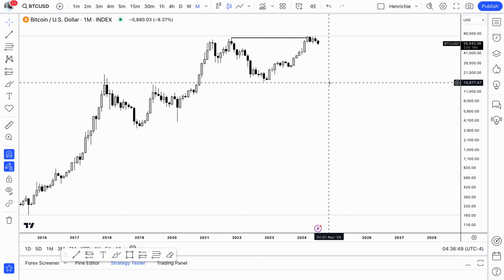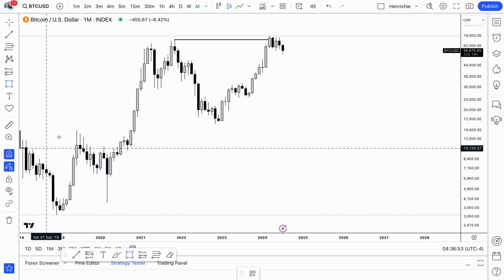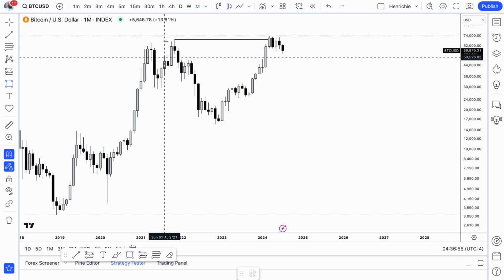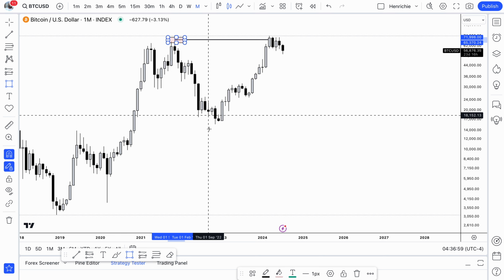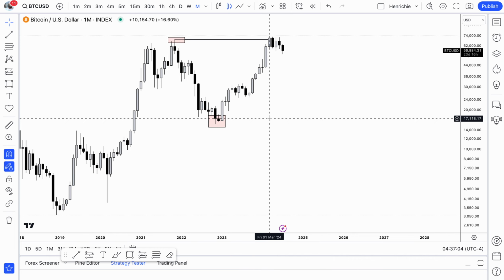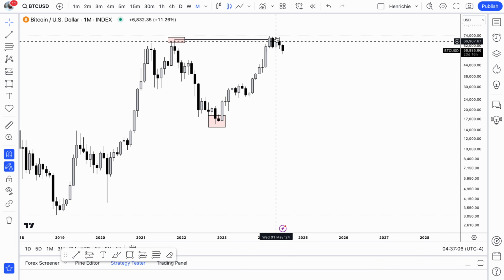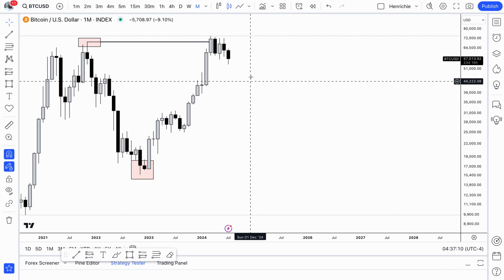Now, looking at the current price action, let's understand what the market is doing. The first thing I do is to mark my highs. This is a high, and this right here is my overall low. This right here is my break of structure above the previous all-time high. After that break of structure, I'm anticipating to see a potential retest.